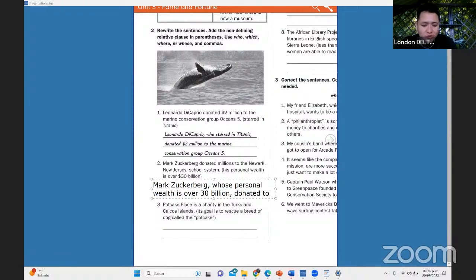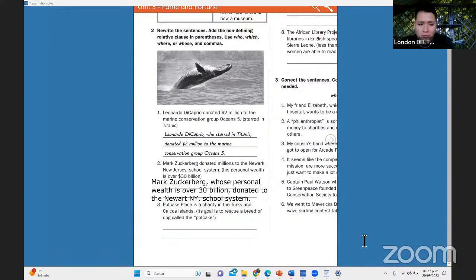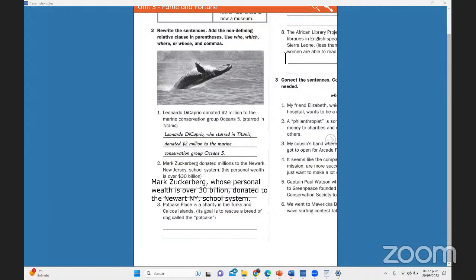Okay. And then we continue with the rest of the sentence: donated to the Newark, New Jersey school system. Okay. So in this way, now we added additional information to the sentence, and now you are saying something extra about the sentence. Okay. Novia, please help us to read number 3, and you also write the sentence in number 3.